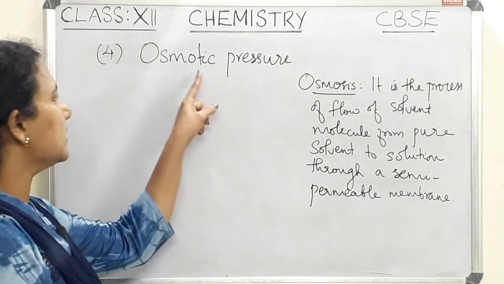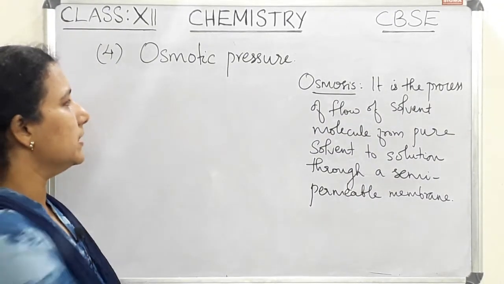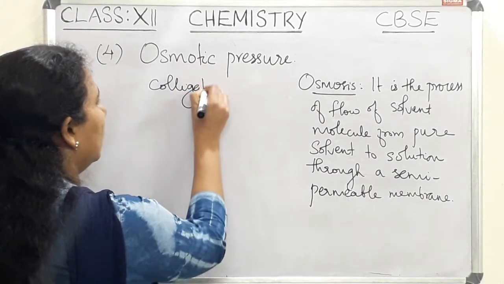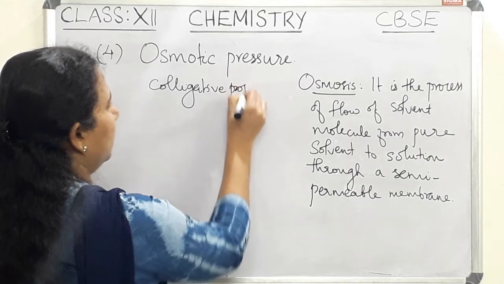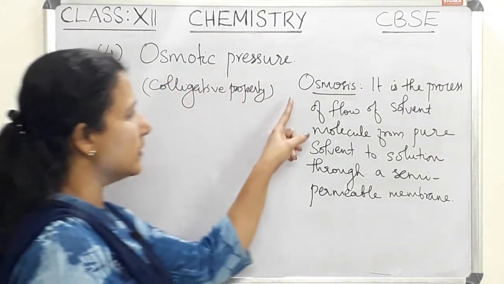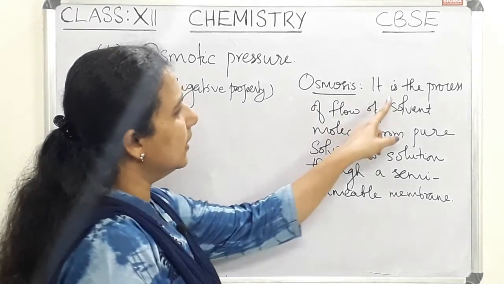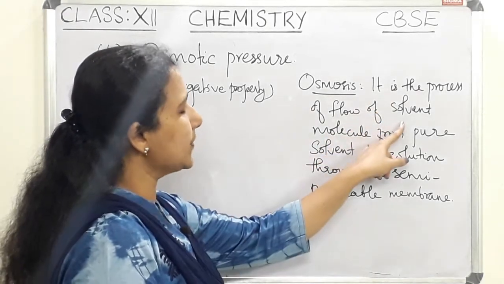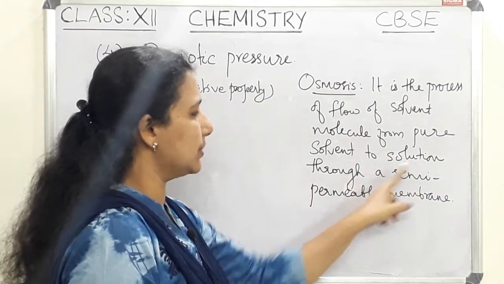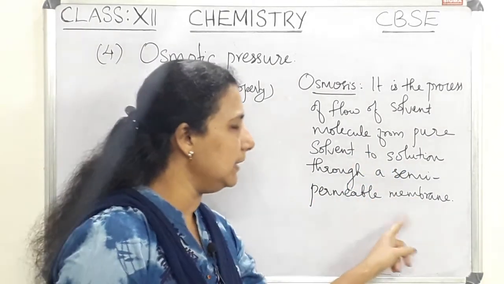Now let us learn what is osmotic pressure. This is also another colligative property. First of all, you should know what is osmosis, which you have studied. It is the process of flow of solvent molecules from pure solvent to solution through a semi-permeable membrane.